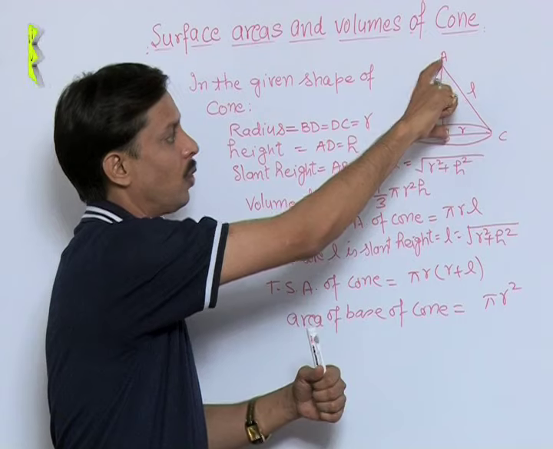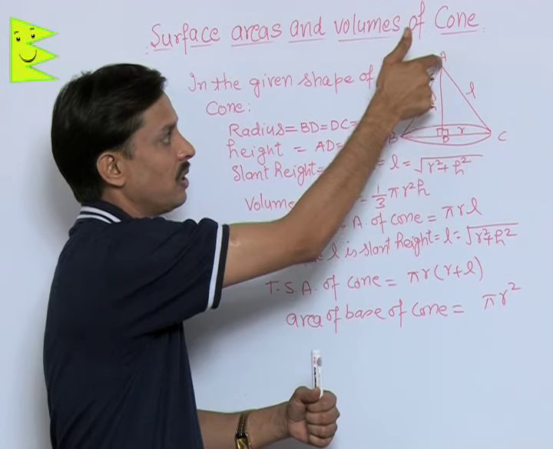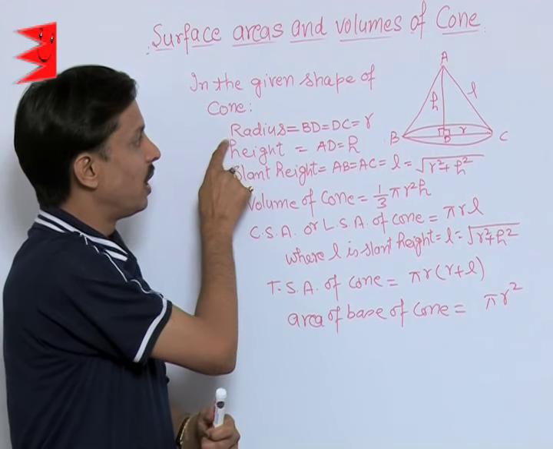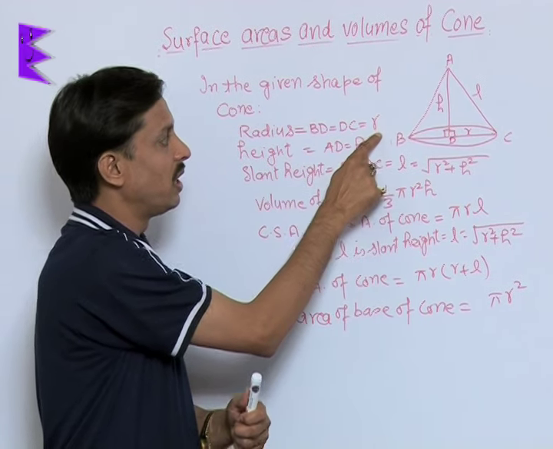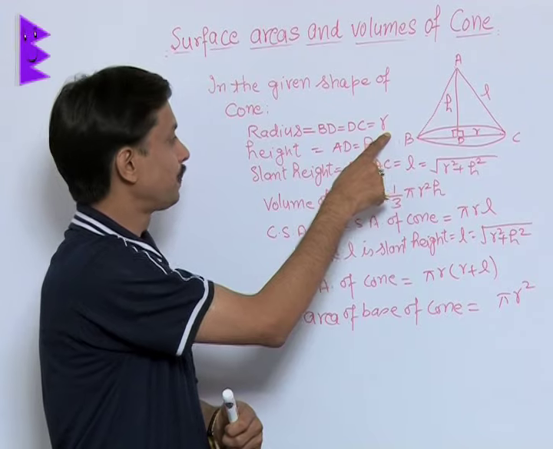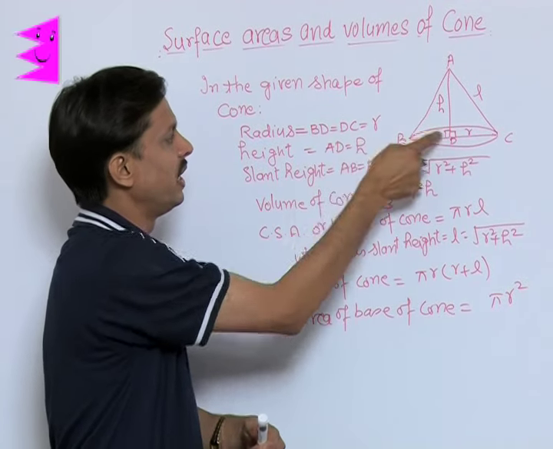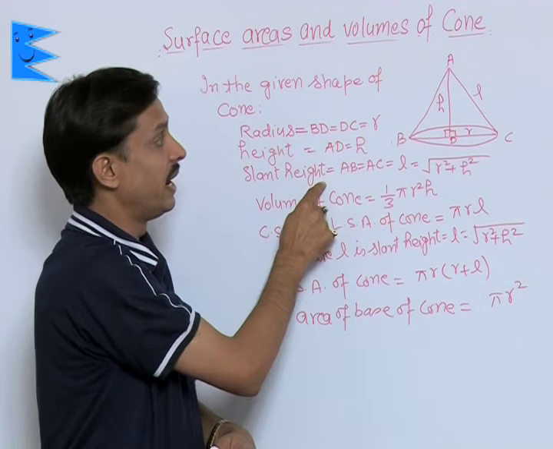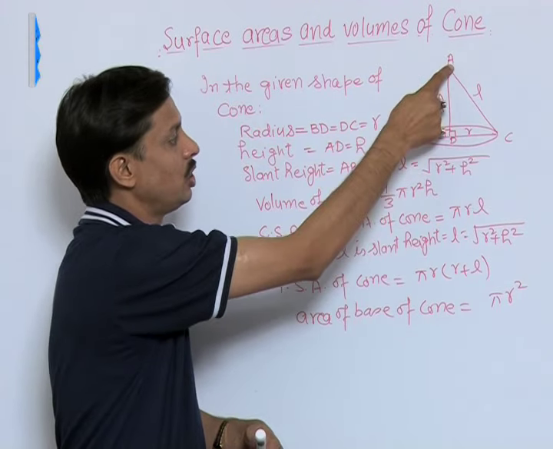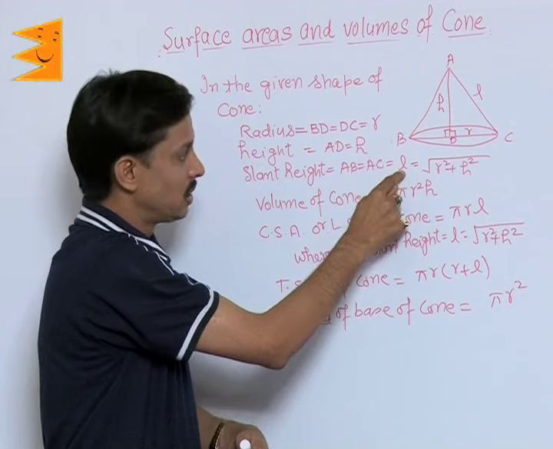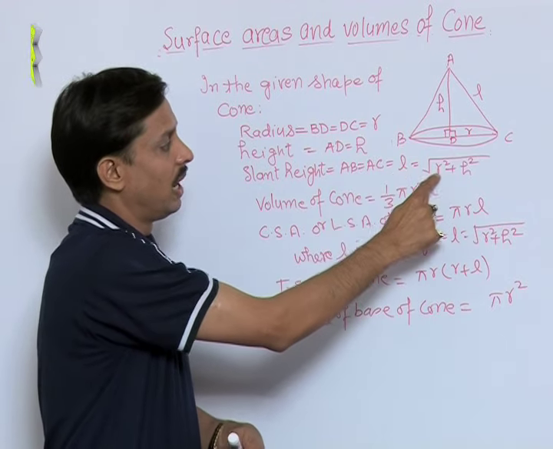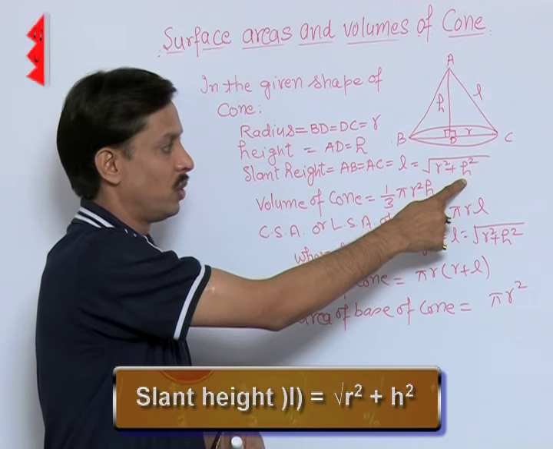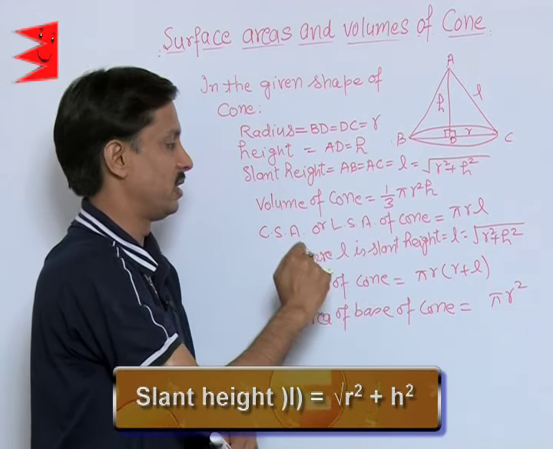Now this is the height of the cone, this is the radius of the cone, this is the slant height of the cone. So you can see about the cone, the radius is BD or DC, indicated by small r. Height is AD as shown, indicated by small h. Slant height is AC or AB. The symbol is small l, and with the help of Pythagoras theorem, it is base square plus perpendicular square, that is root of r square plus h square.